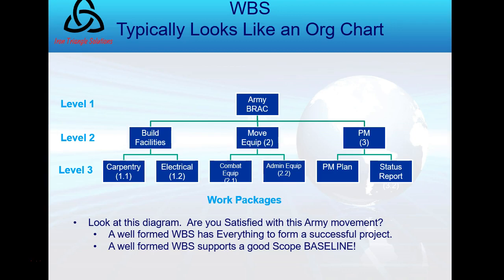This is just a very simplified version, but level 1 of the WBS would be like that scope statement. Level 2 would be some decomposition into major areas like build new facilities, move the equipment, and of course notice the project manager and his or her team are also an aspect of the work being done as part of the work breakdown structure. And then level 3, I might consider my work packages, the lowest layer. To build new facilities, I need carpentry and electrical work. To move the equipment, I might move the combat equipment and the admin equipment, having different requirements, etc.